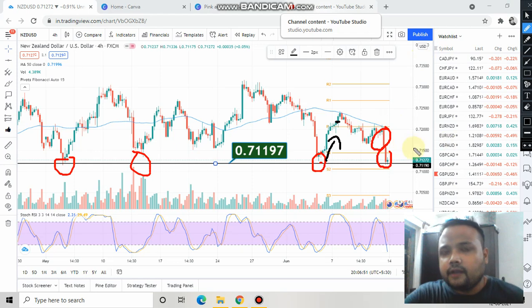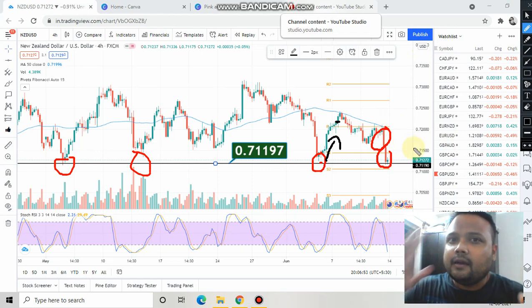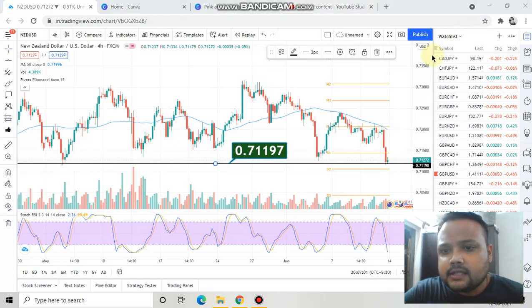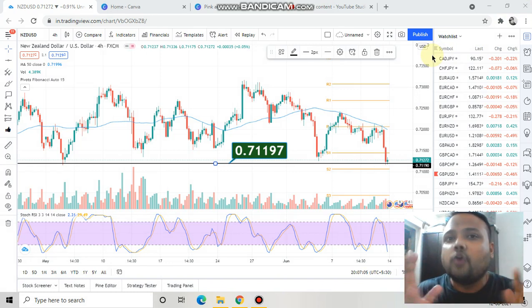Therefore, you should not buy as soon as the market opens on Monday. What you should do then, after the market opens on Monday, is just observe the price and see how the price reacts after the market opening.